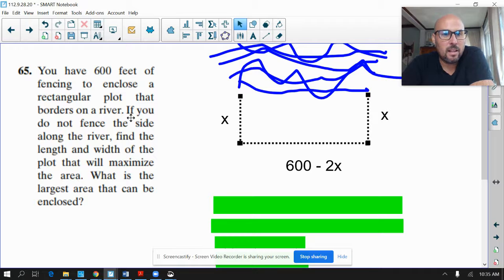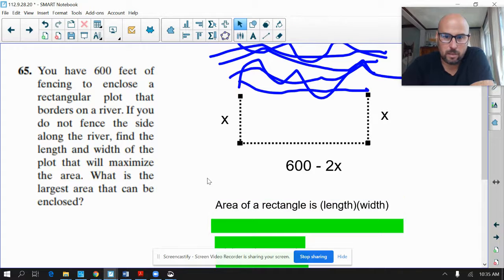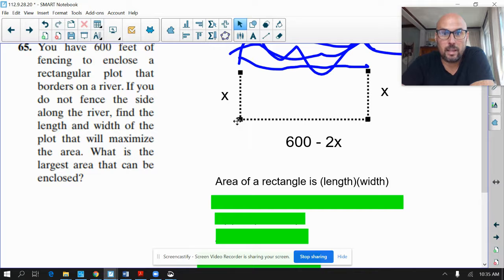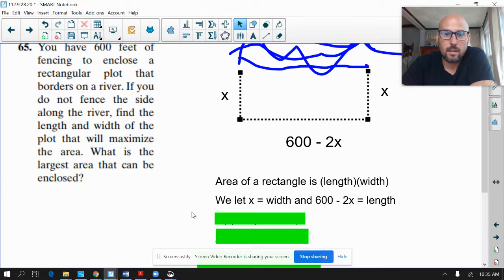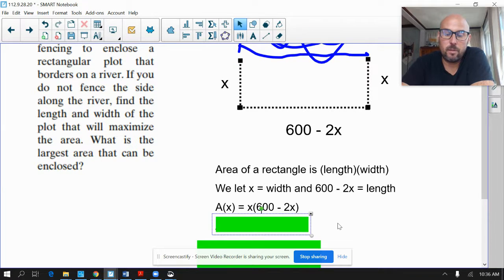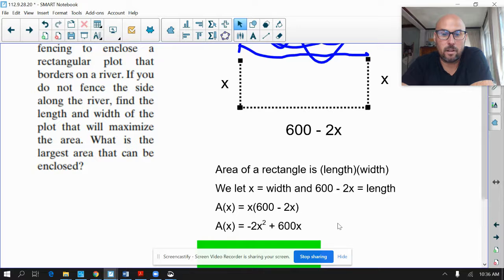And then we need to find the length and the width of the plot that will maximize the area. The area of a rectangle is always and will always be length times width. And that's good news because I know the length is 600 minus 2x and I know the width is x. So I can write an area formula. The area based on x, so based on the width, is the width times the length, x times 600 minus 2x. I distribute and I get negative 2x squared plus 600x.